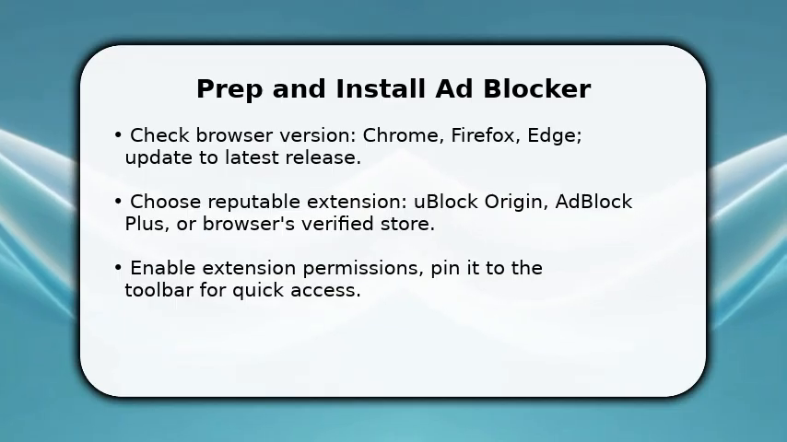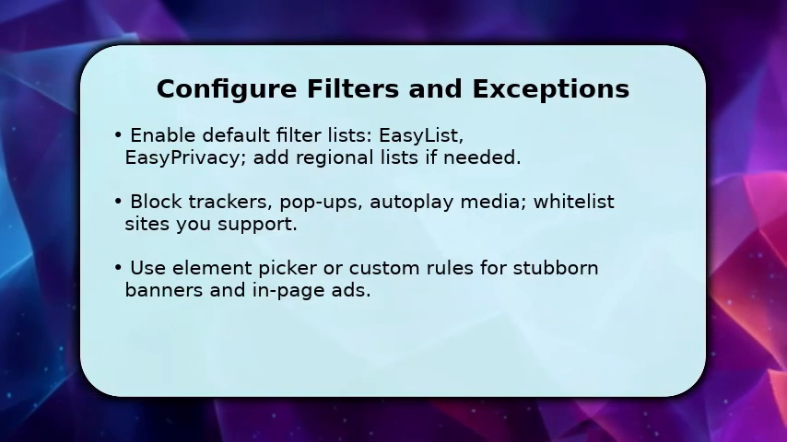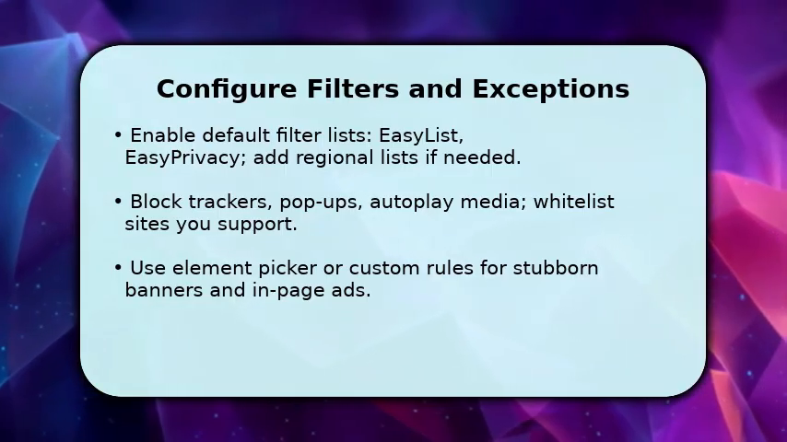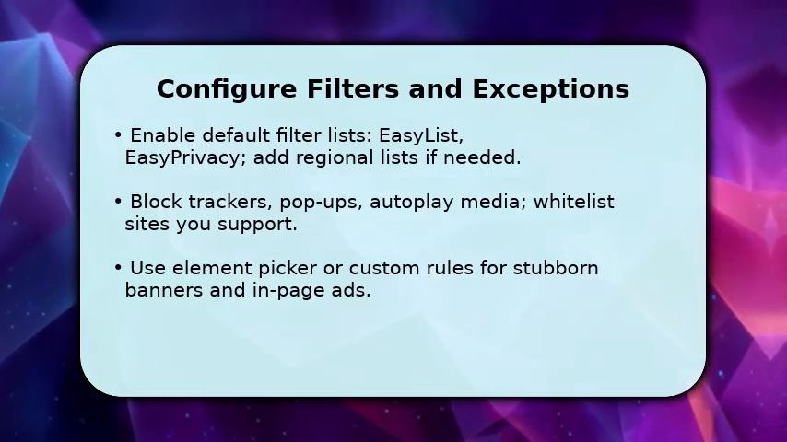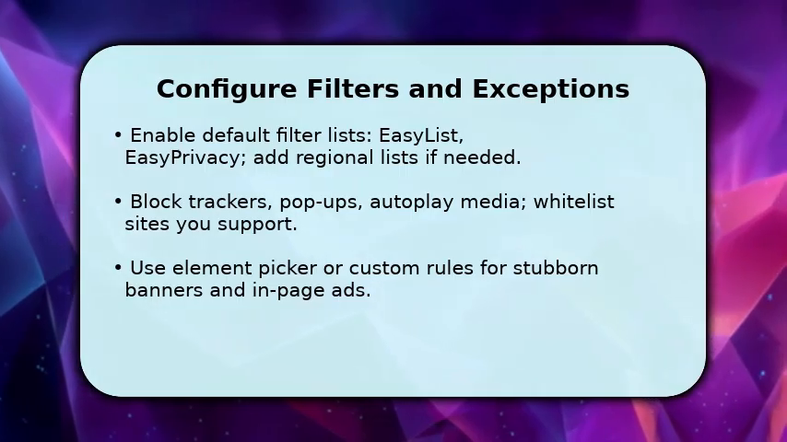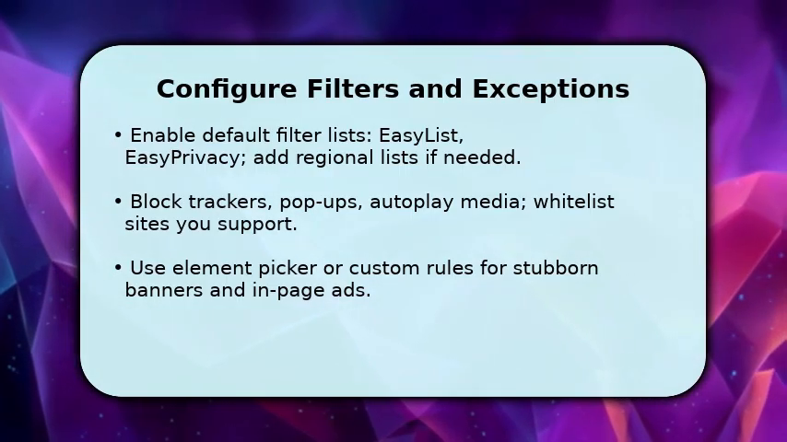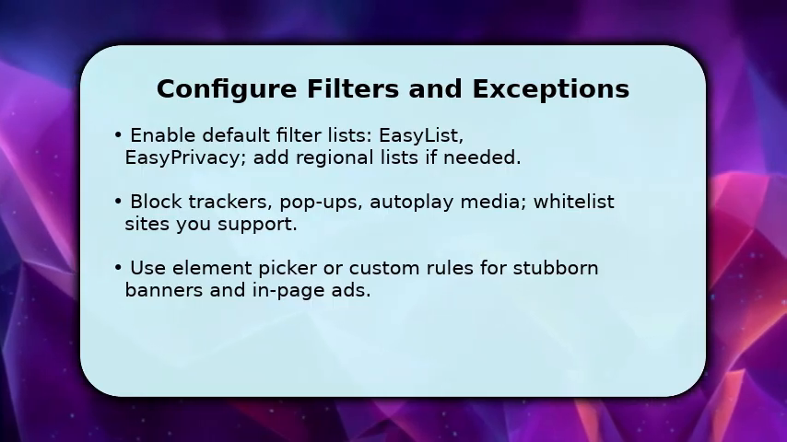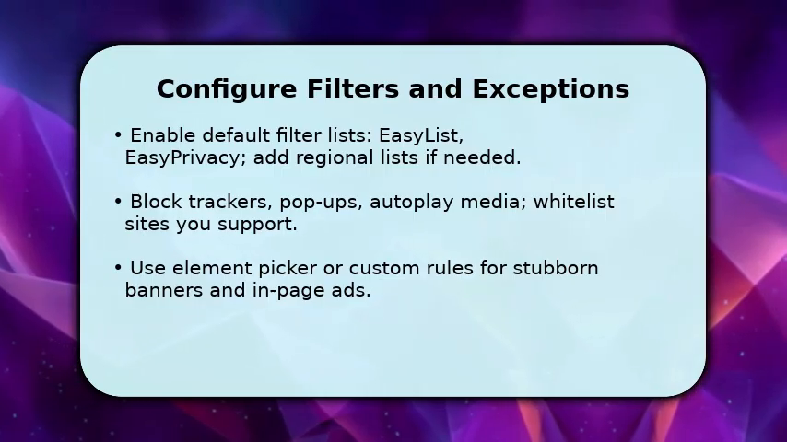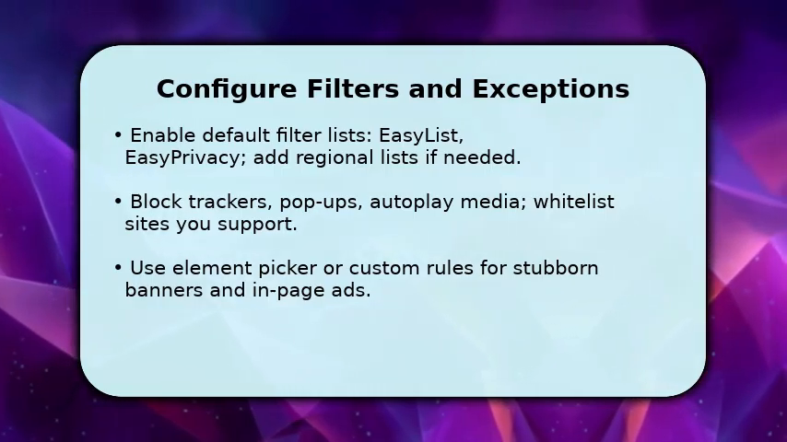Once the extension is installed, open its dashboard and enable essential filter lists like EasyList and EasyPrivacy. These collectively block most ads and trackers. Make sure to add regional lists if you browse non-English sites. Then, enable pop-up and autoplay blocking to stop intrusive media. If a site you use frequently needs funding, whitelist it rather than disabling the blocker entirely.